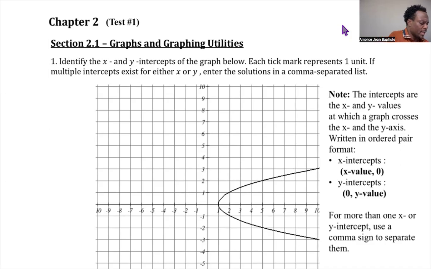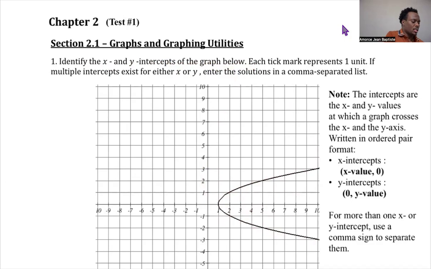We ask you to identify the x and y intercept of the graph below. So this is your graph, right? That's your graph right here. And you need to identify the x and y intercept.